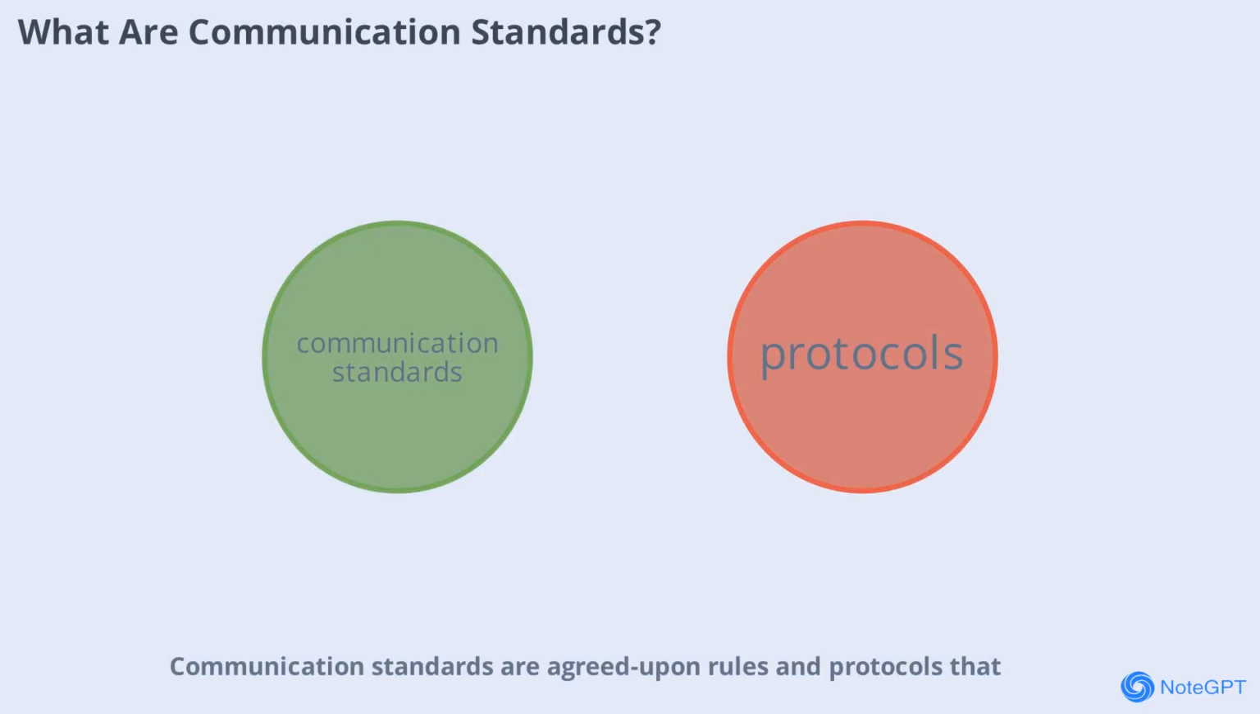Communication standards are agreed-upon rules and protocols that ensure devices and systems can exchange information effectively. These standards cover everything from the way signals are transmitted to how data is formatted and interpreted. Without them, different technologies would struggle to interact, leading to confusion and inefficiency.